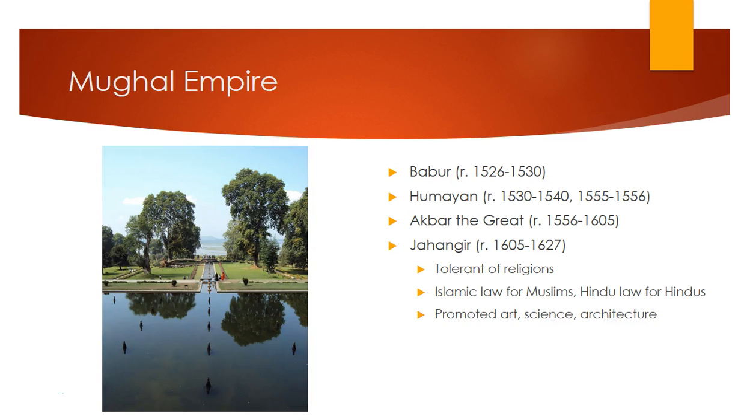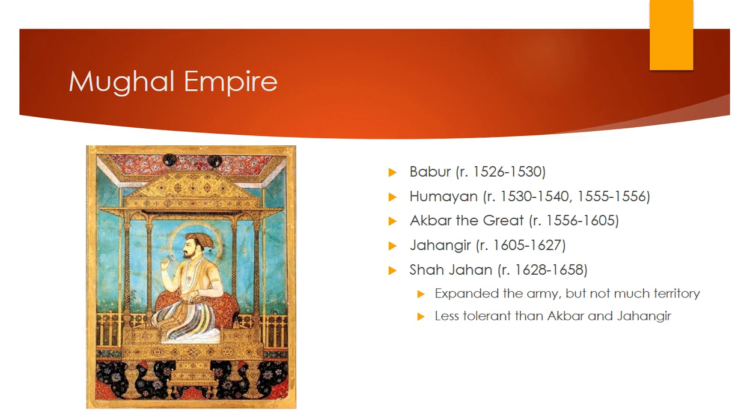He also promoted art, especially painting, during his reign, as well as science and architecture. And here we see the Shalimar Gardens that he built for his wife, and we're going to see something similar from his son, the building of these monuments for the wives. And the son of Jahangir was Shah Jahan.